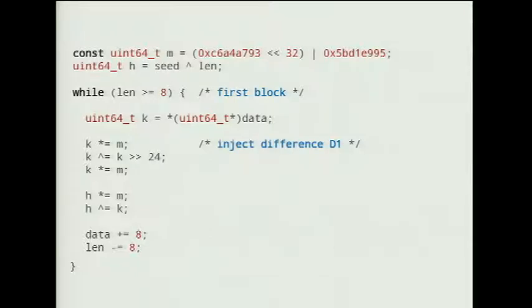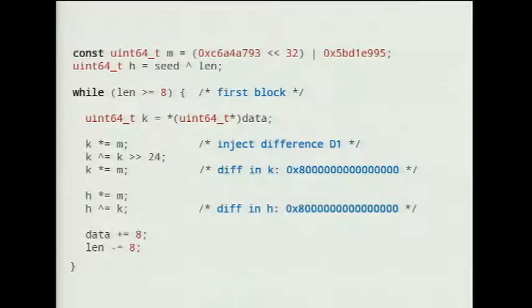So imagine we're in our first round of this while loop, and we get the first block of the message. We inject a difference there, and we will choose it in a way so that after the processing of k, k will have a difference of exactly 0x80 and all zeros. And then h gets multiplied by this magic constant that doesn't do anything, but once h is being XORed with k, this means that in h we also have this difference of 0x80, in relation to the original values.